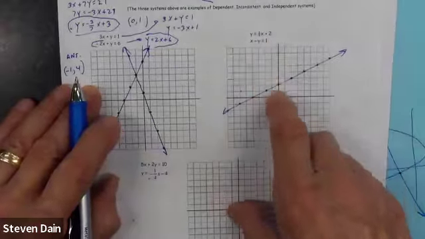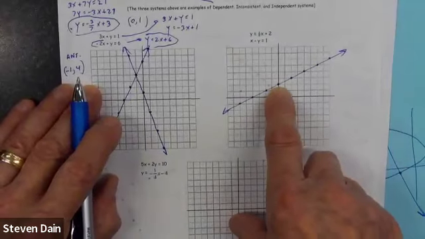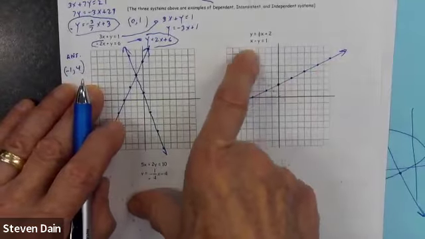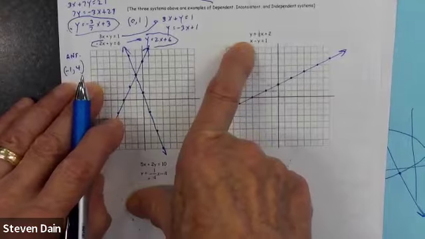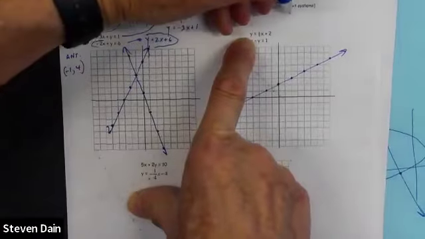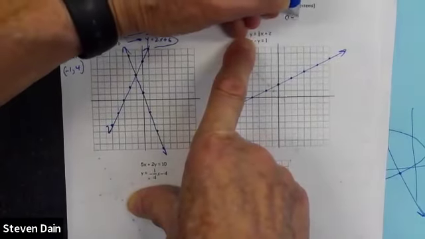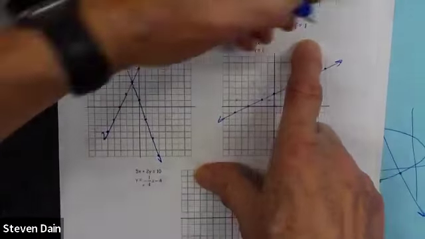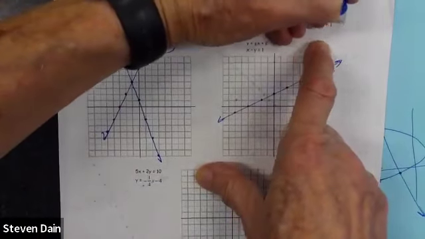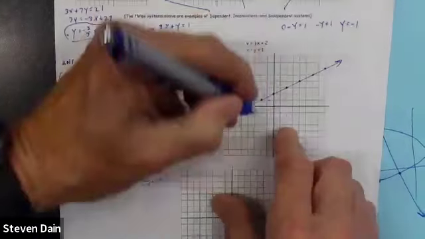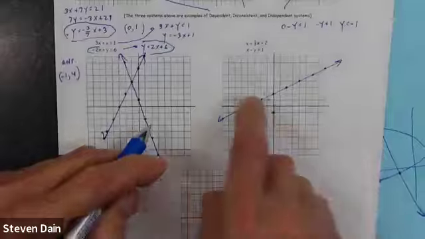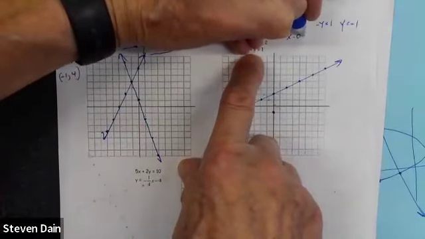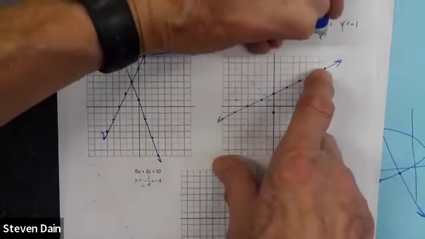So I drew y equals 1/2 x plus 2, y-intercept 2, slope positive 1/2, and then I thought I'd better talk about this one while I do it. If I plug in 0 for x, it's going to say 0 minus y equals 1. So if minus y equals 1, y equals minus 1. Then when I plug in 0 for y, it's going to say x minus 0 equals 1, or just x equals 1.